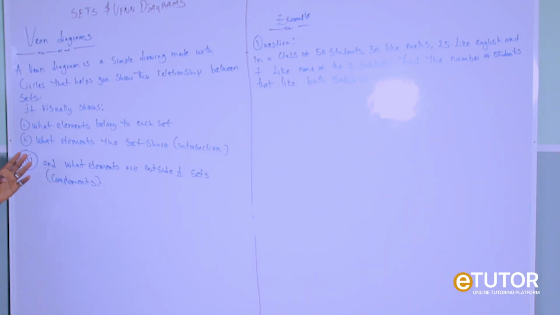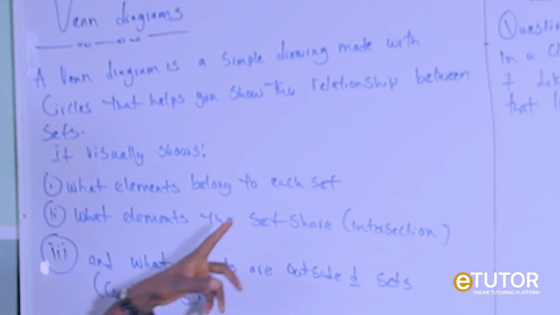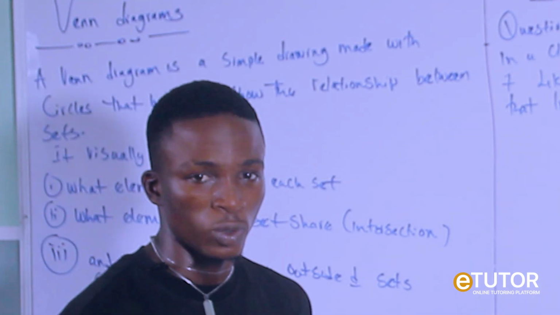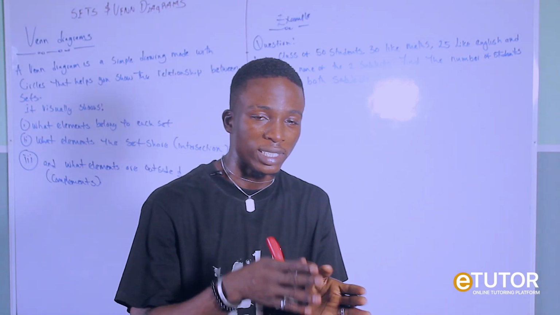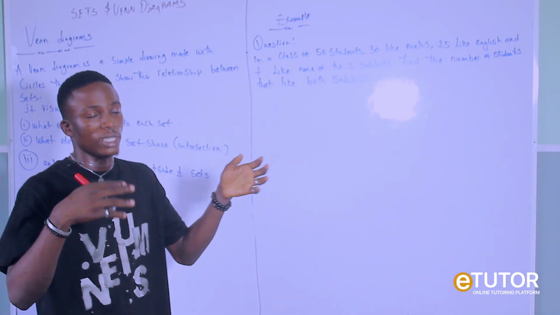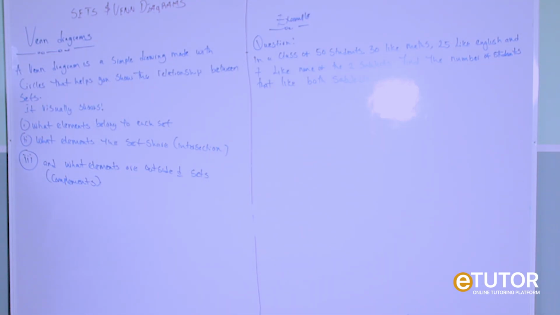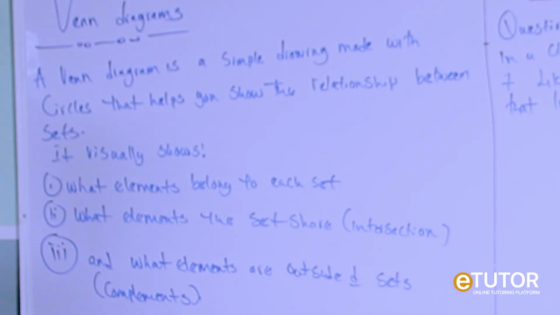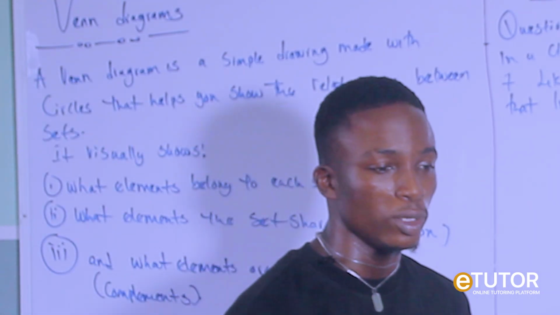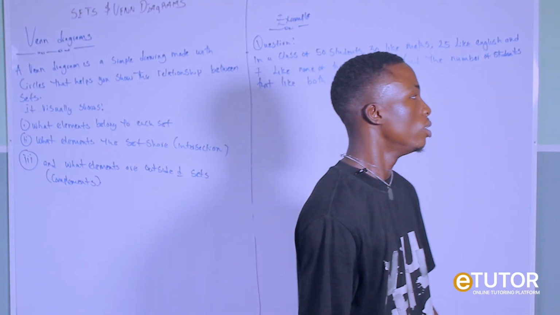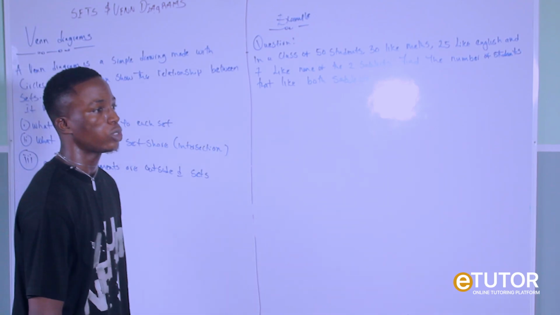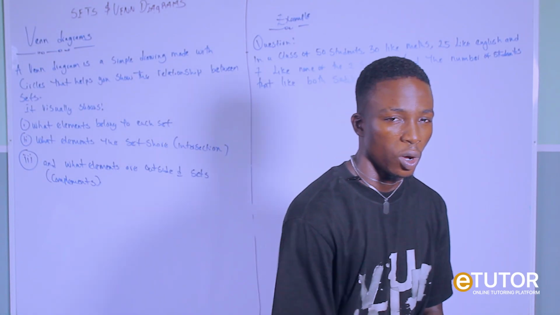So it visually shows what elements belong to each set and what elements the sets actually share, which is the intersection of the sets, these elements that are common to both sets. And it also shows what elements are outside the set. That means the complements of the set, the elements that do not belong in that set. So now, we are going to work with Venn diagrams to solve a couple of questions on that set.